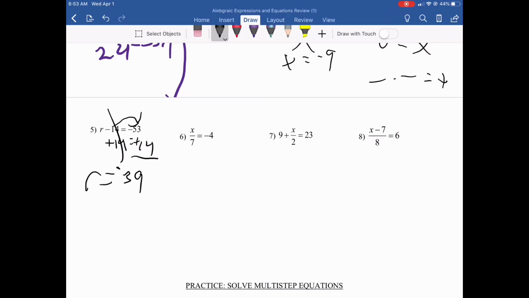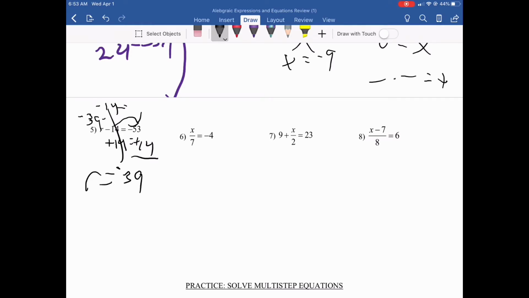Negative 39. See, I lost a sign. Almost lost a sign. Negative 53. We add plus 14 equals negative 39. Put it back in the equation. Negative 39 combined with negative 14 equals negative 53. Always put your number back in the equation to check it.